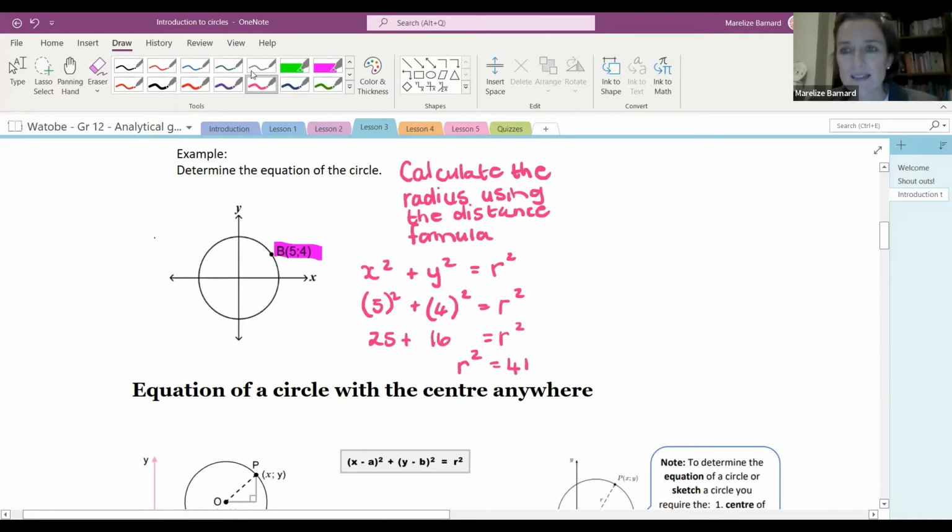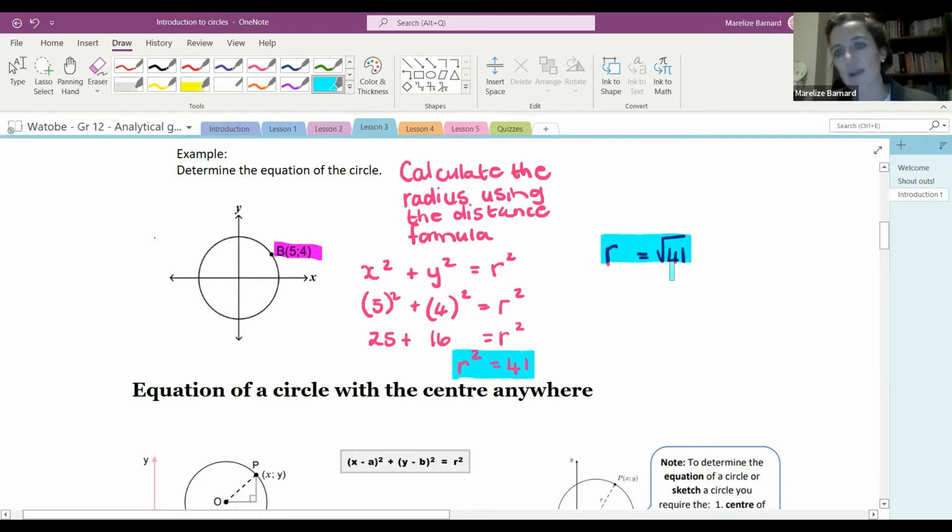What will the radius then be? The radius will be the square root of 41. Make sure you understand this difference between r squared, that's 41, and the actual radius, which is the square root of 41. And we end this all off by giving our equation x squared plus y squared is equal to r squared, which in this case is 41.